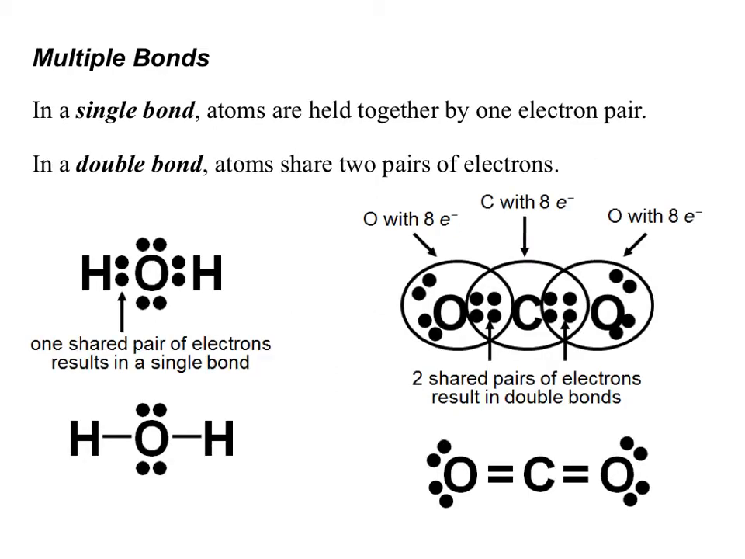Multiple bonds. In a single bond, atoms are held together by one electron pair, as seen in water, H2O. You have one pair of electrons being shared by the hydrogen and the oxygen, so we can represent that as a dash, a single dash being a single bond. In a double bond, atoms share 2 pairs of electrons. So in carbon dioxide, we'll notice that the carbon is sharing 4 electrons with each oxygen. 4 electrons being 2 pairs of electrons, implying 2 separate bonds. This double bond can be represented as 2 dashes.